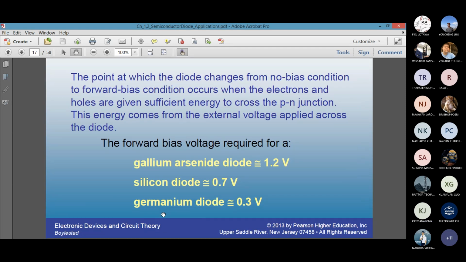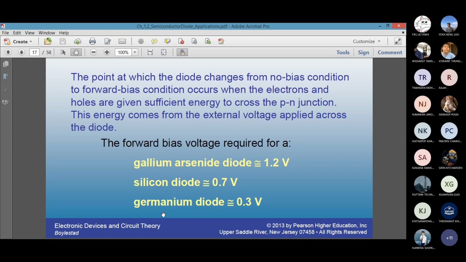These are the forward bias voltages. Each type of diode needs at least about this amount in order to fully conduct. They can fully conduct when the electrons and holes have enough energy to cross the depletion region. And this energy comes from the external voltage. That's why voltage is also known as potential difference. This is the electric potential energy.